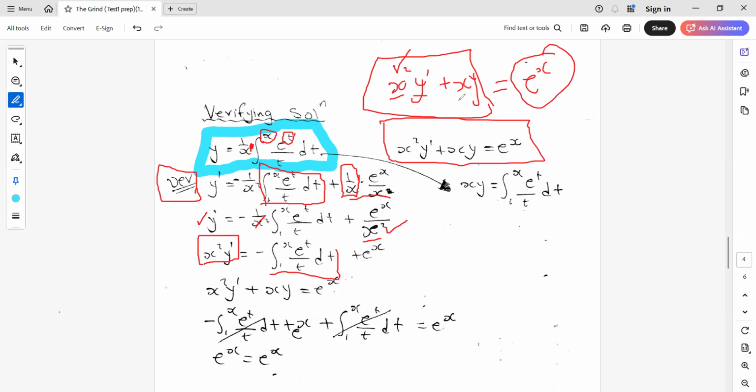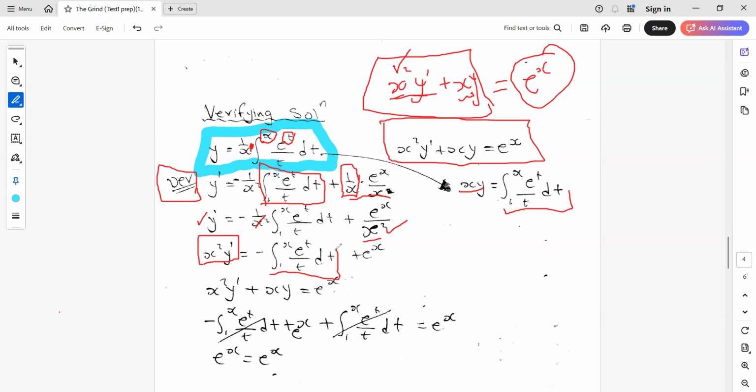How can I just compute that to look like that? Just multiply by x, right? So when you multiply it by x, you're going to have xy equal to the definite integral from 1 to x of that, okay? Now, the only thing that is left is to combine everything, right?